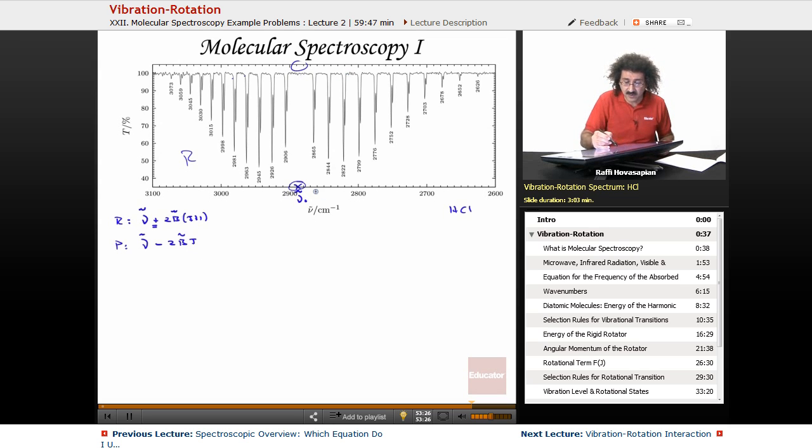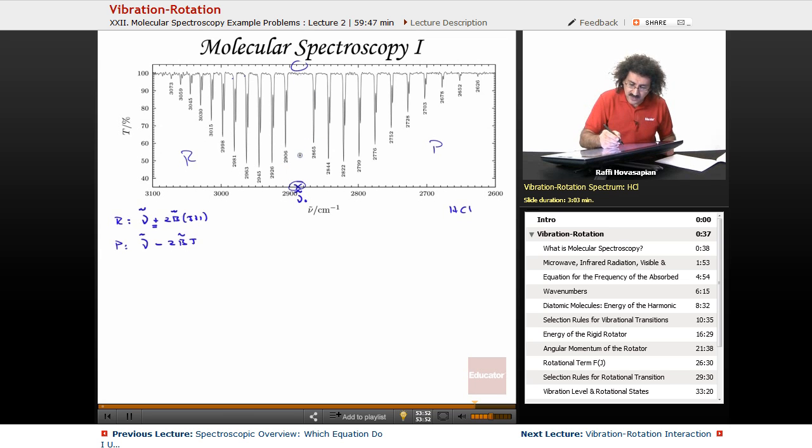Minus, minus, minus. Notice these are going down. So this is the P branch. And like I said, sometimes you'll see it the other way. So when you look at these spectra, you're not looking at left and right. You're looking at R and P. R is for the frequencies that increase. P is for the frequencies that decrease from the fundamental frequency. That's what's happening here.